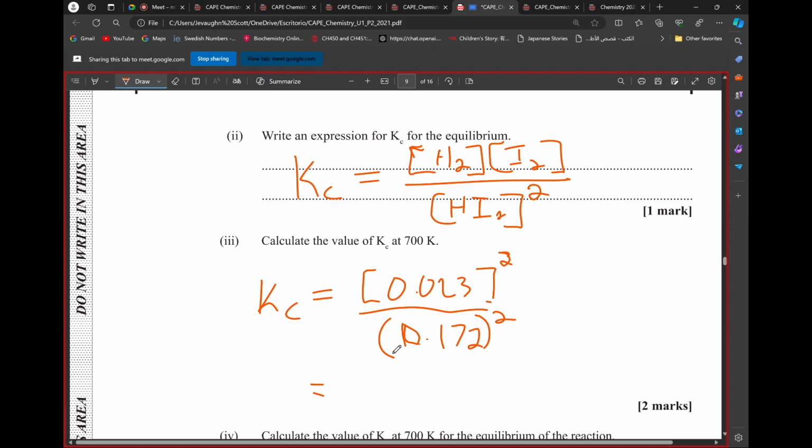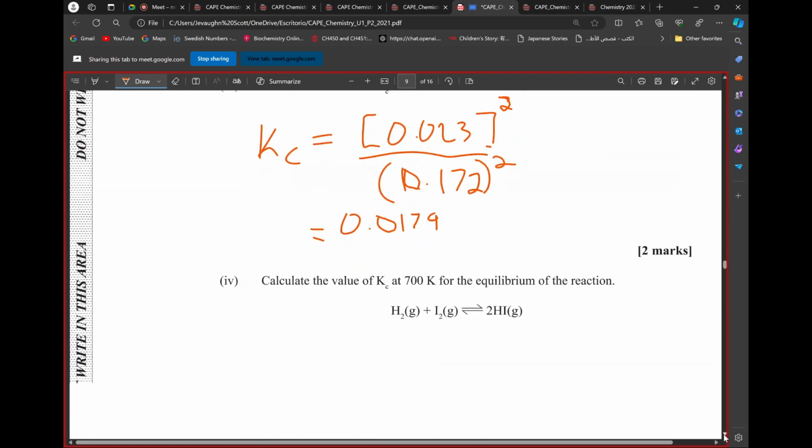0.0179. Okay, everybody else got the same general answer, 0.0179. What are the units of Kc here? Are there any units? No, sir, I don't think there are any units.